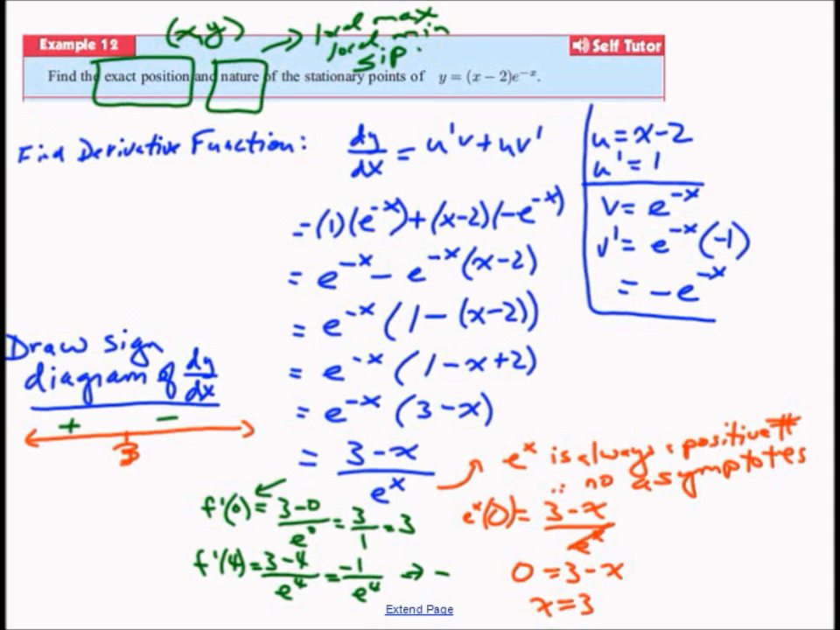Now remember, what does that mean for our original function? It means that f of x is increasing up until 3 and then decreasing after 3. Again, this means that we have a local maximum at this point. Okay, but we need to know the exact position of that point. We haven't done that yet. So we need to know what y value goes with that x value 3. So let's determine that.